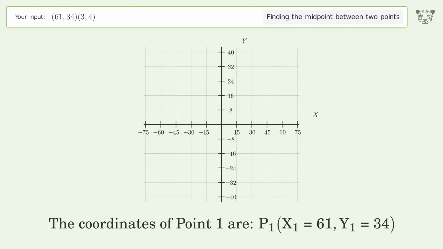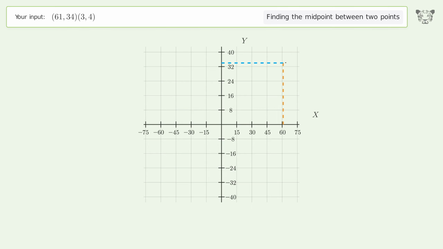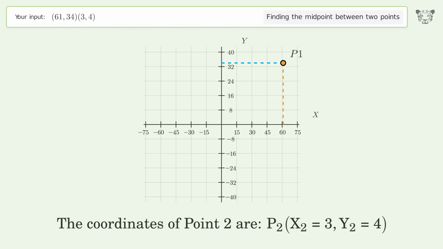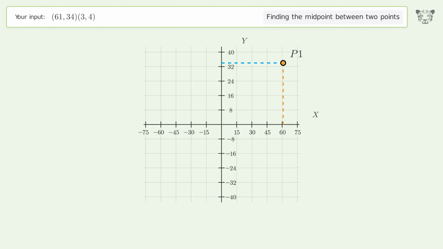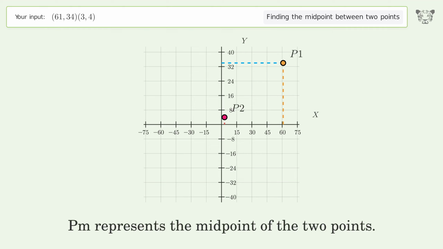The coordinates of point 1 are, x1 equals 61, y1 equals 34. The coordinates of point 2 are, x2 equals 3, y2 equals 4. PM represents the midpoint of the 2 points.